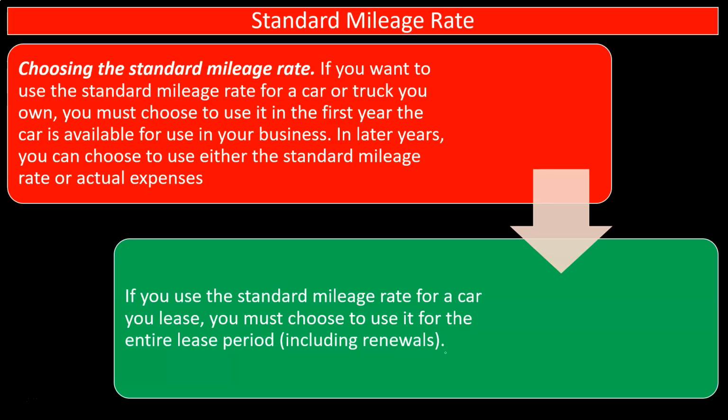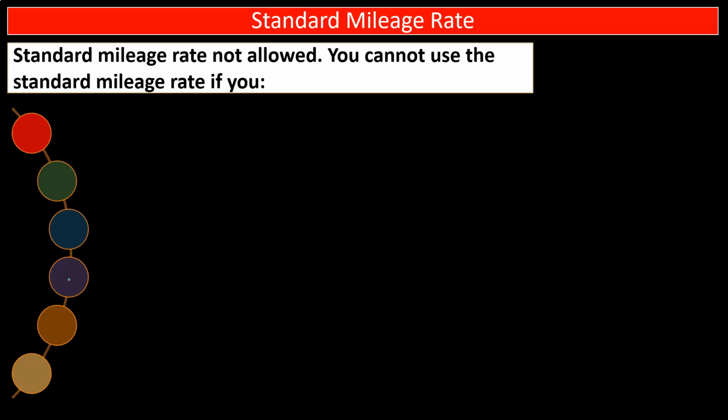So you have some of that consistency principle in the method that you're going to be choosing. So you want to make sure to pick the proper method in the first year. And if you think the standard mileage rate would be the best way to go overall for the life of the vehicle in your business, then you might want to pick that in the first year. If you use the standard mileage rate for a car you lease, you must choose to use it for the entire lease period, including renewals.